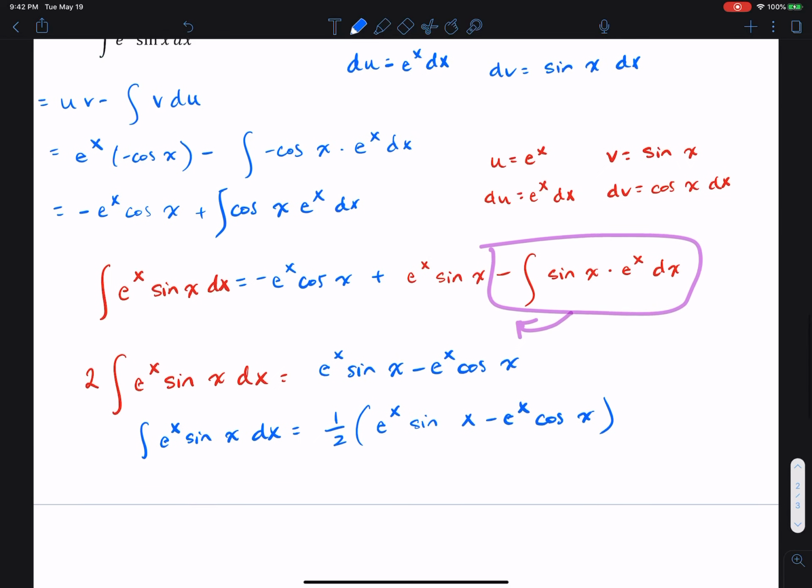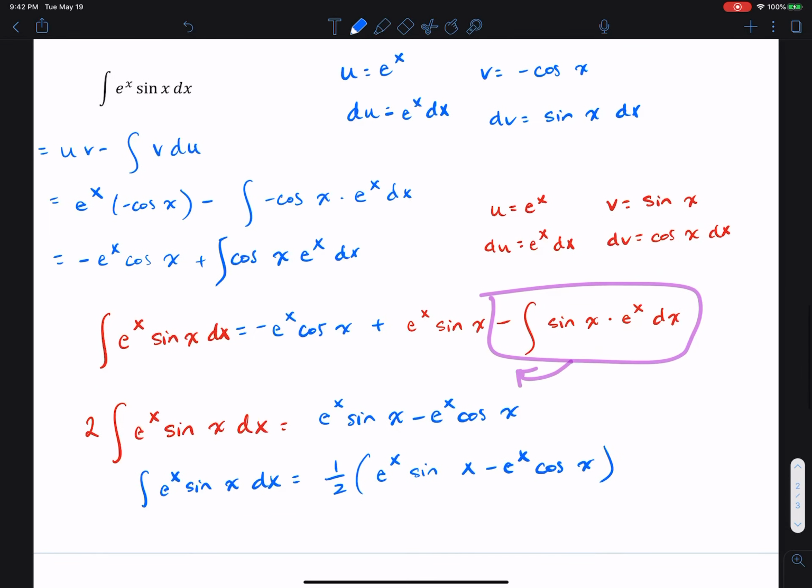Very interesting problem for this one, right? We did uv minus v du. We ended up repeating. And so we had to set it equal to the original problem and do some algebra to move stuff around. Okay? And that was because we ended up back here. We ended up with the original problem again. Okay, so that's going to be key. All right, let me know if you have any questions.